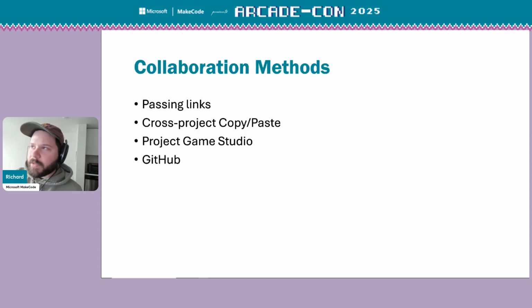So I'm going to be talking about 4 different ways of collaborating on projects and some benefits and drawbacks to each. So the first one is going to be just passing links back and forth. Then we're going to be doing some new features that are in Arcade, which is copy and paste between projects and a couple other ones. We'll get to them one by one.